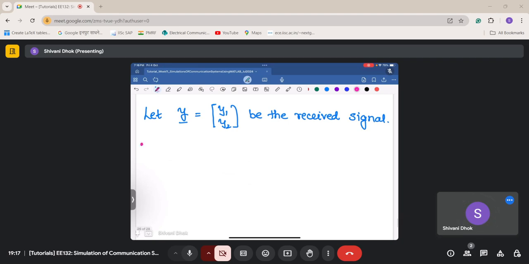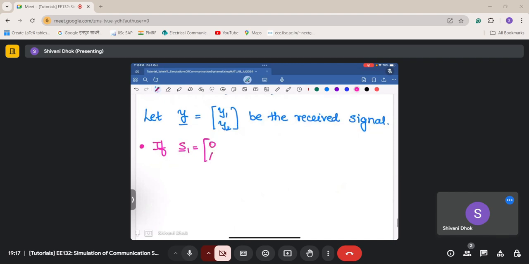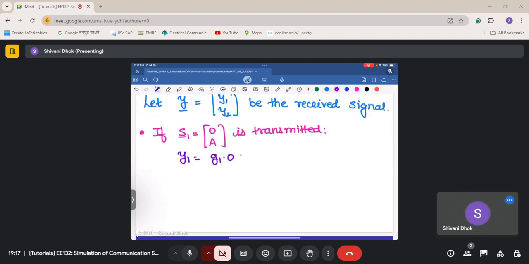So first thing is, if s1 equal to 0a is transmitted, then I have y1 equal to g1 into 0 plus w1, which is equal to w1, and my y2 will be equal to g2a plus w2.